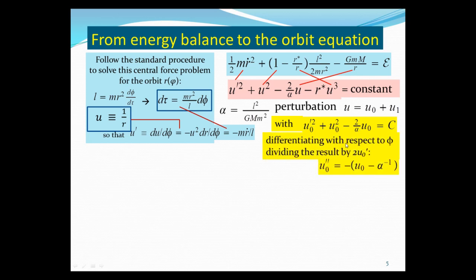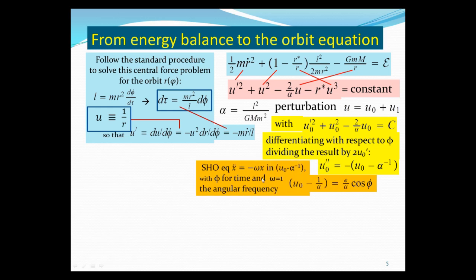Now we're going to solve this 0th order equation by differentiating with respect to phi, and then dividing by 2 u naught prime. So this becomes the second derivative, and this will become the first derivative. It turns out every term is proportional to u naught prime, so that cancels out, and you get this expression. So in fact you can view this equation as a simple harmonic oscillator equation.